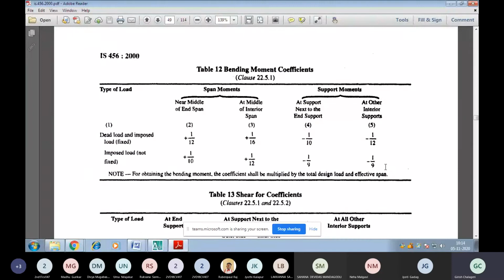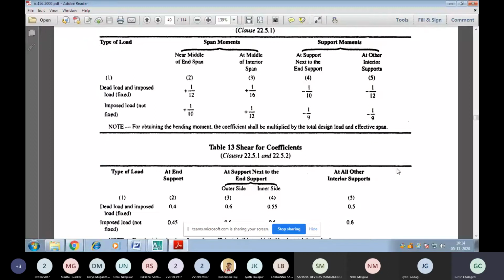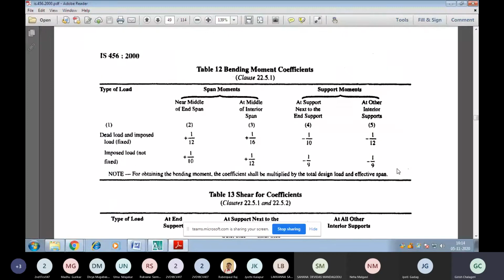From IS 456:2000, page number 49, we can see table number 12 and 13. Table 12 is used to calculate the bending moment coefficients and 13 is used for the calculation of shear coefficients. There are two moments, span moment and support moment. Support moments will be at the end of the slabs and span moment will be at mid span. We need to calculate which one is there.